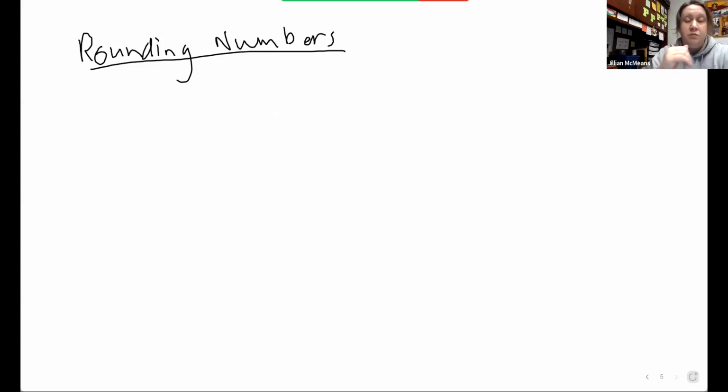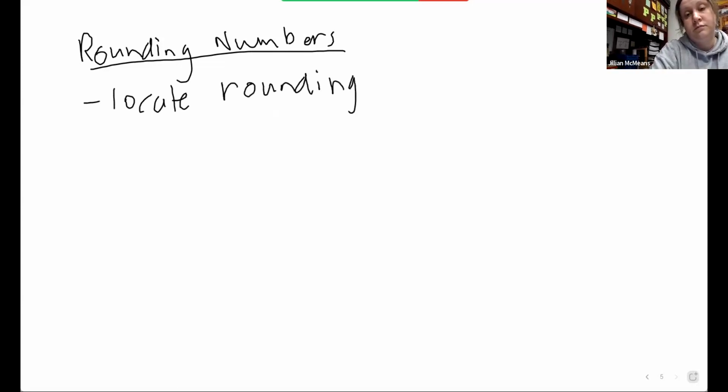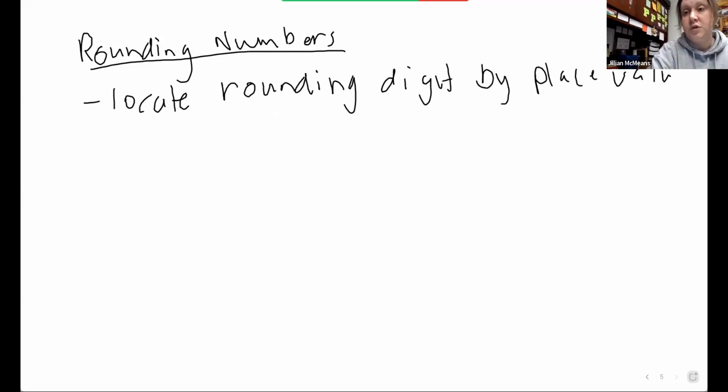When you're looking at rounding numbers, you're going to be given a particular place value. The directions might say round to the nearest tens place, or round to the hundredths place, or round to the millions place. You need to figure out what digit is in that place value. I like to call that the rounding digit. So you do need to locate the rounding digit by place value. This is why understanding place value is very, very important.